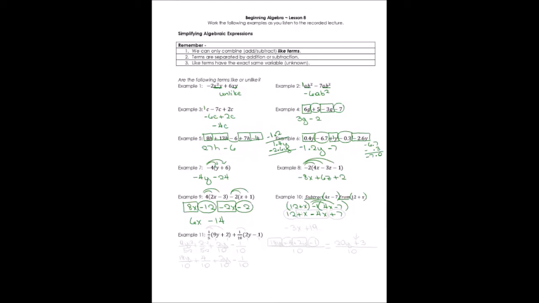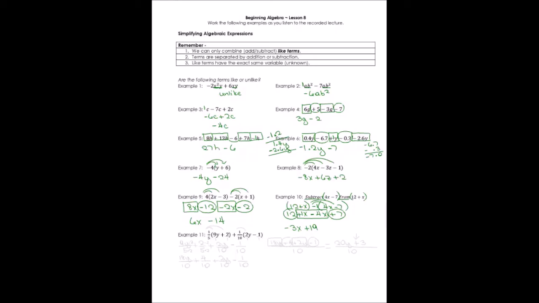But now I have terms that I can combine. I have plus x minus 4x. Well, that's really plus 1x minus 4x, 1 minus 4, negative 3x. And then I have 12 plus 7, which is a positive 19. The answer is negative 3x plus 19.